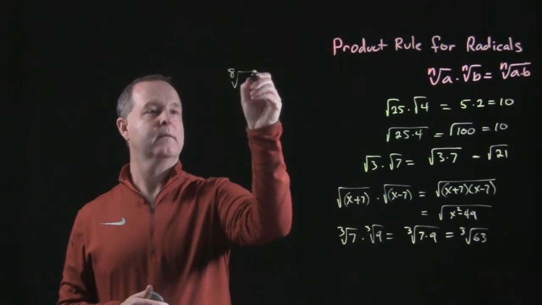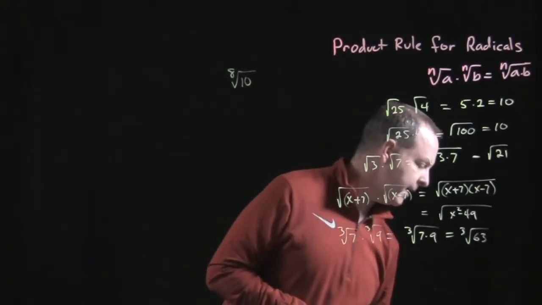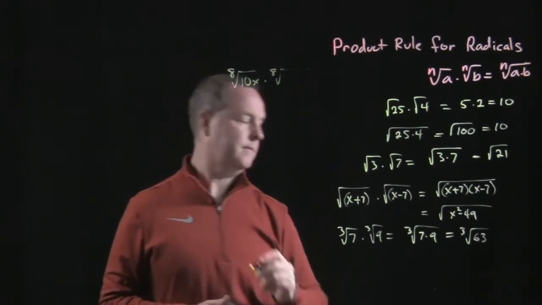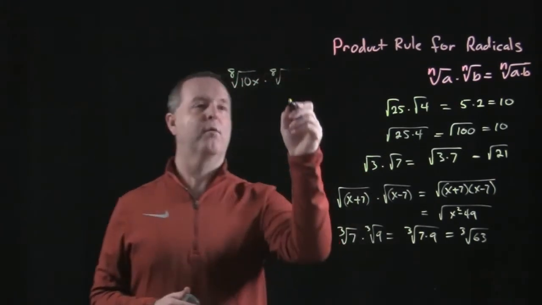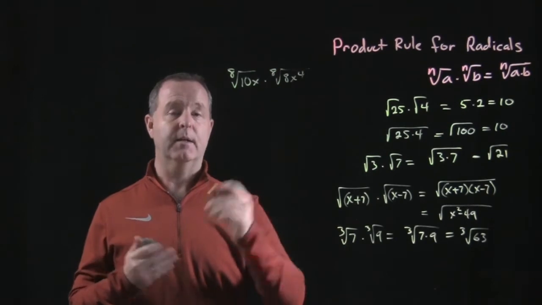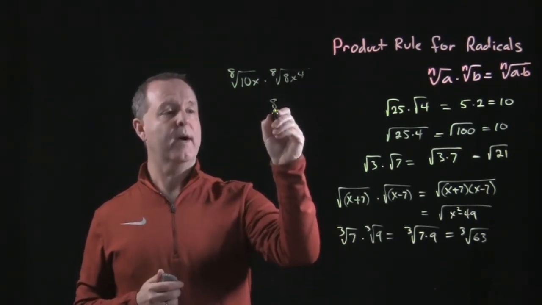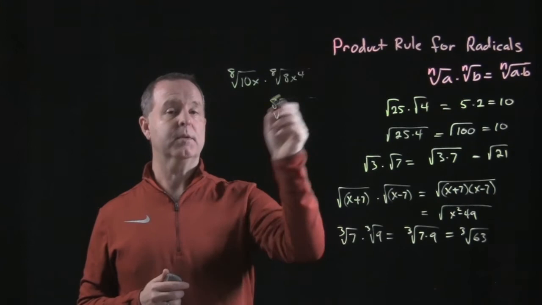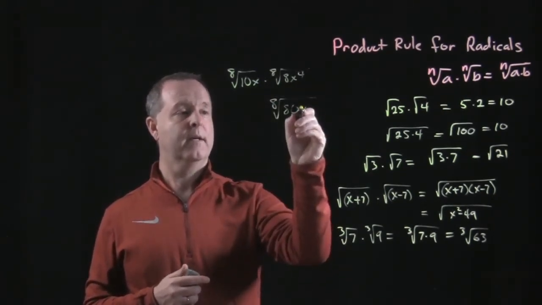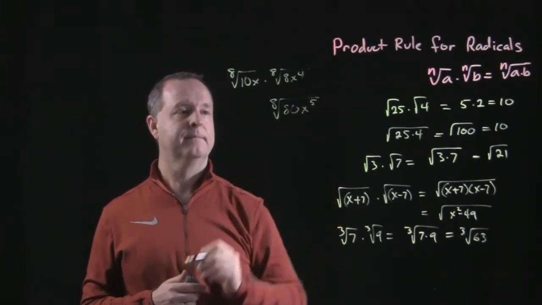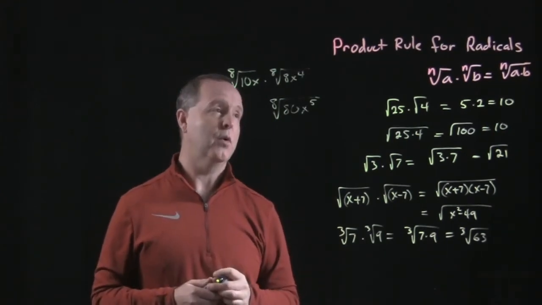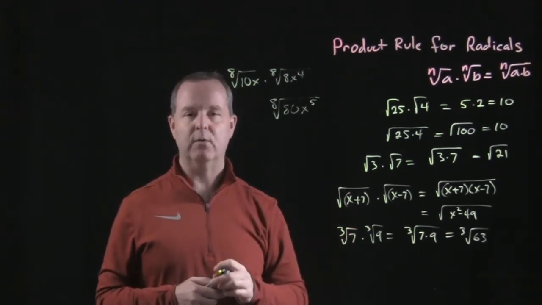Last example, I have the 8th root of 10x times the 8th root of 8x to the 4th. Same indexes, they're both an 8th root, so we can rewrite it as the 8th root of the insides, multiplying the insides. 10 times 8 is 80. x times x to the 4th is x to the 5th. And that's the simplification of that product of two radicals. So there you have it, the product rule for radicals.